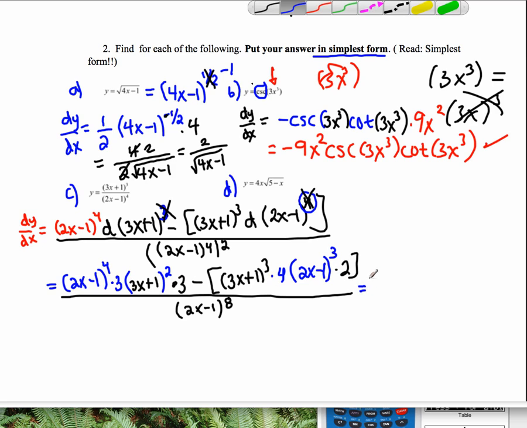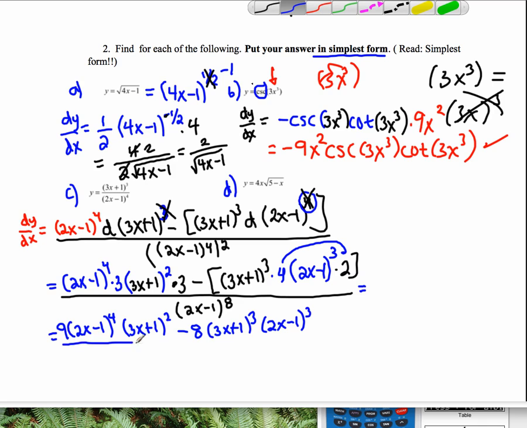So let's clean this up. So now we have 2x minus 1 to the 4th power. 3 times 3 gives you 9, 3x plus 1 squared. 4 times 2 gives you 8, minus 8, 3x plus 1 to the third, 2x minus 1 to the third. All divided by 2x minus 1 to the 8th.